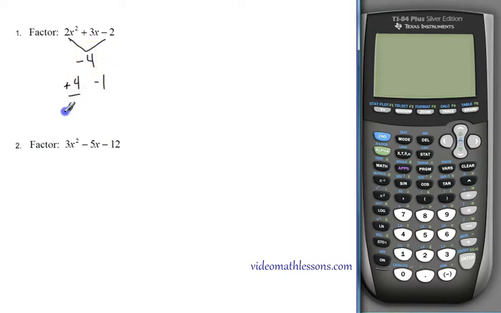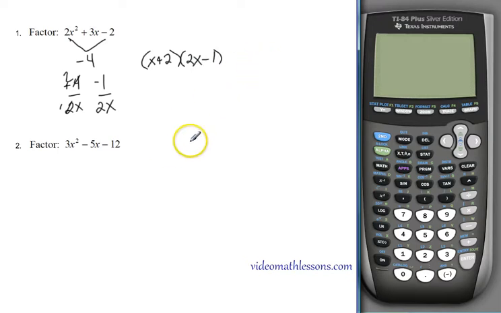Then we divide by the lead coefficient with an x. Reduce this down if you can. 4 reduces, that's a 1. This doesn't reduce. And then what you do is you read it upside down. X plus 2 times 2x minus 1. And that's how you do a lead coefficient in a trinomial.